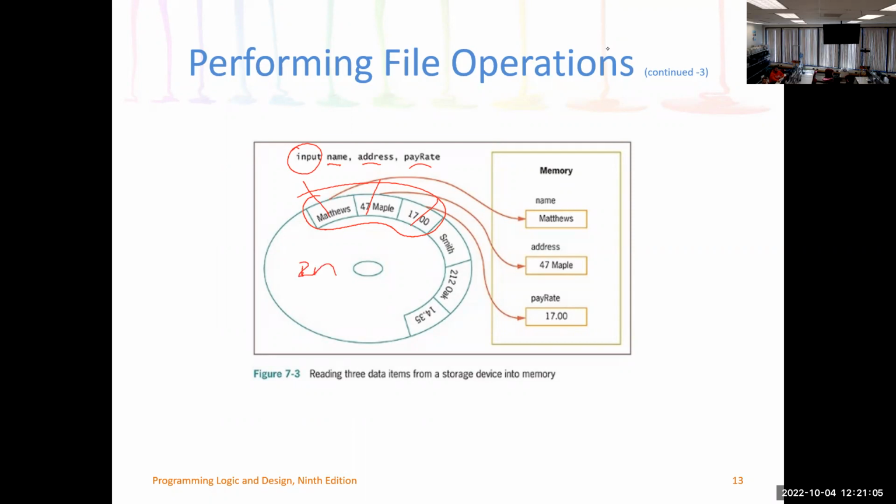So basically, if you have multiple records and want to read them, what do you have to do? You have to do a loop. Think about it, if you have 100 or 1,000 records, you cannot input name, address, and pay rate for every single one. You have to do it by a loop. You read from the first element until the last element.